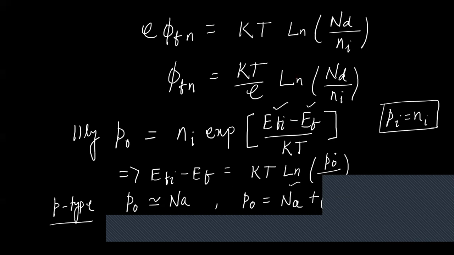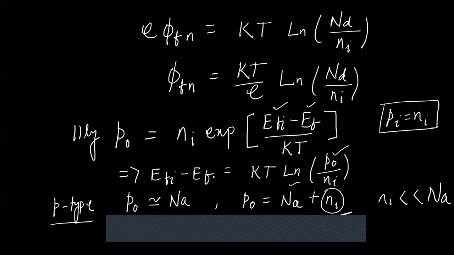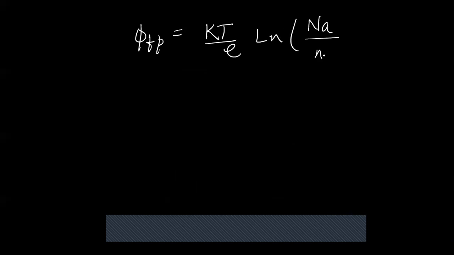Now we substitute the same here in P0, and this EFi minus EF is nothing but your e phi FP that I showed you. So this can be replaced as e times phi FP, and P0 can be substituted as Na. Finally, I can write phi FP the same way as kT by e ln Na divided by Ni.